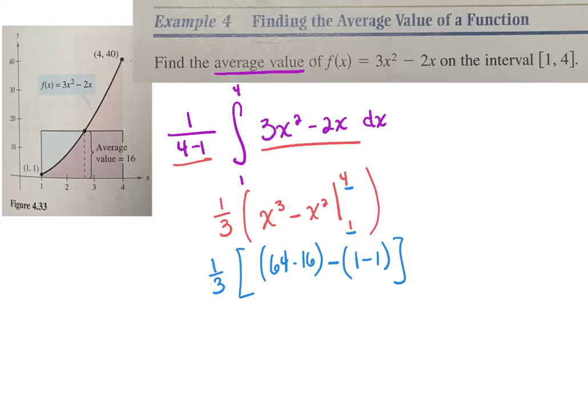64 minus 16 is 48. So you get 48 times your 1/3, 48 thirds, which is perfectly 16. That is your average value over that function. Your average value over the function is going to be 16.